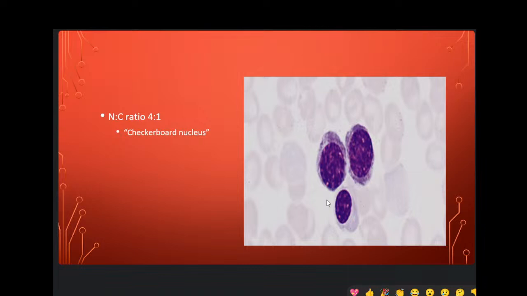Okay? What about the lower one? Can we still see the Golgi apparatus?